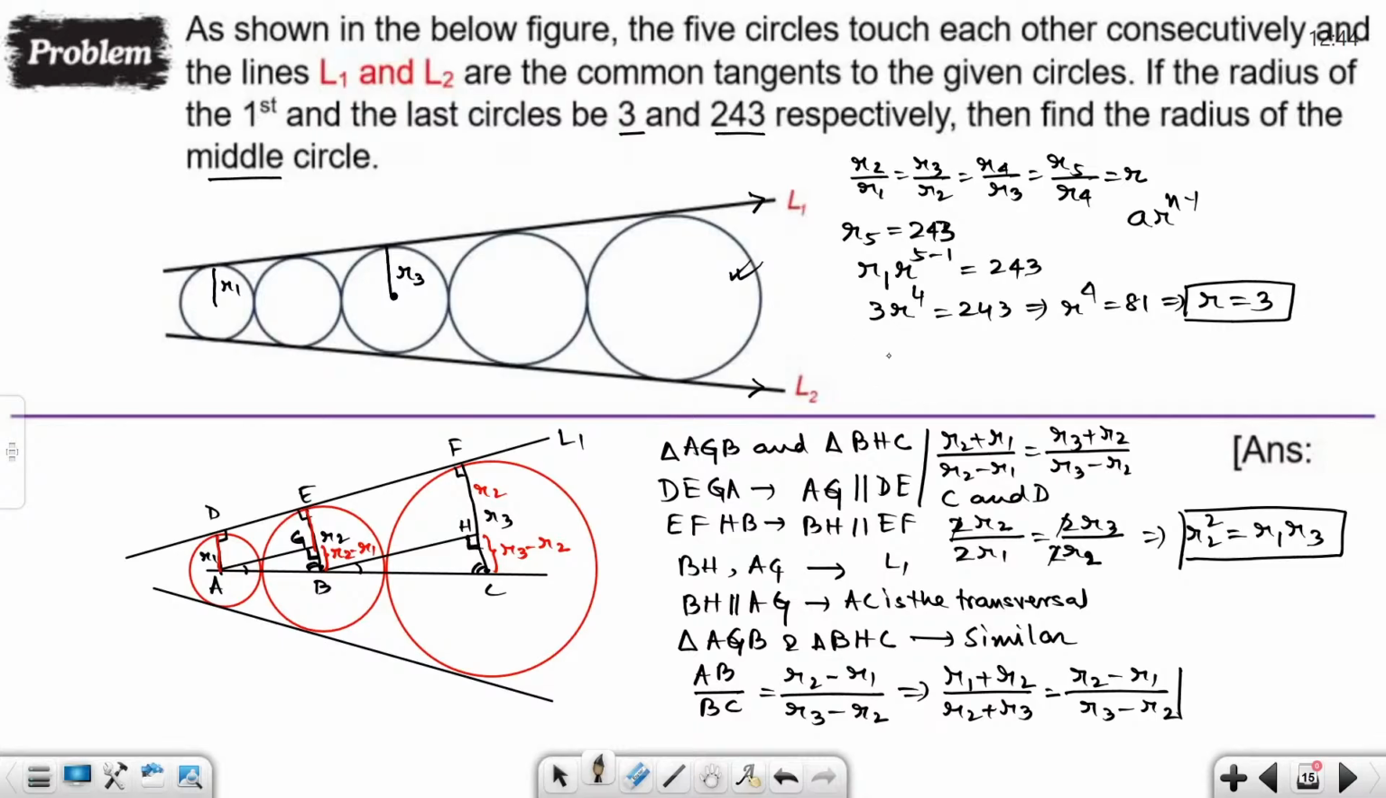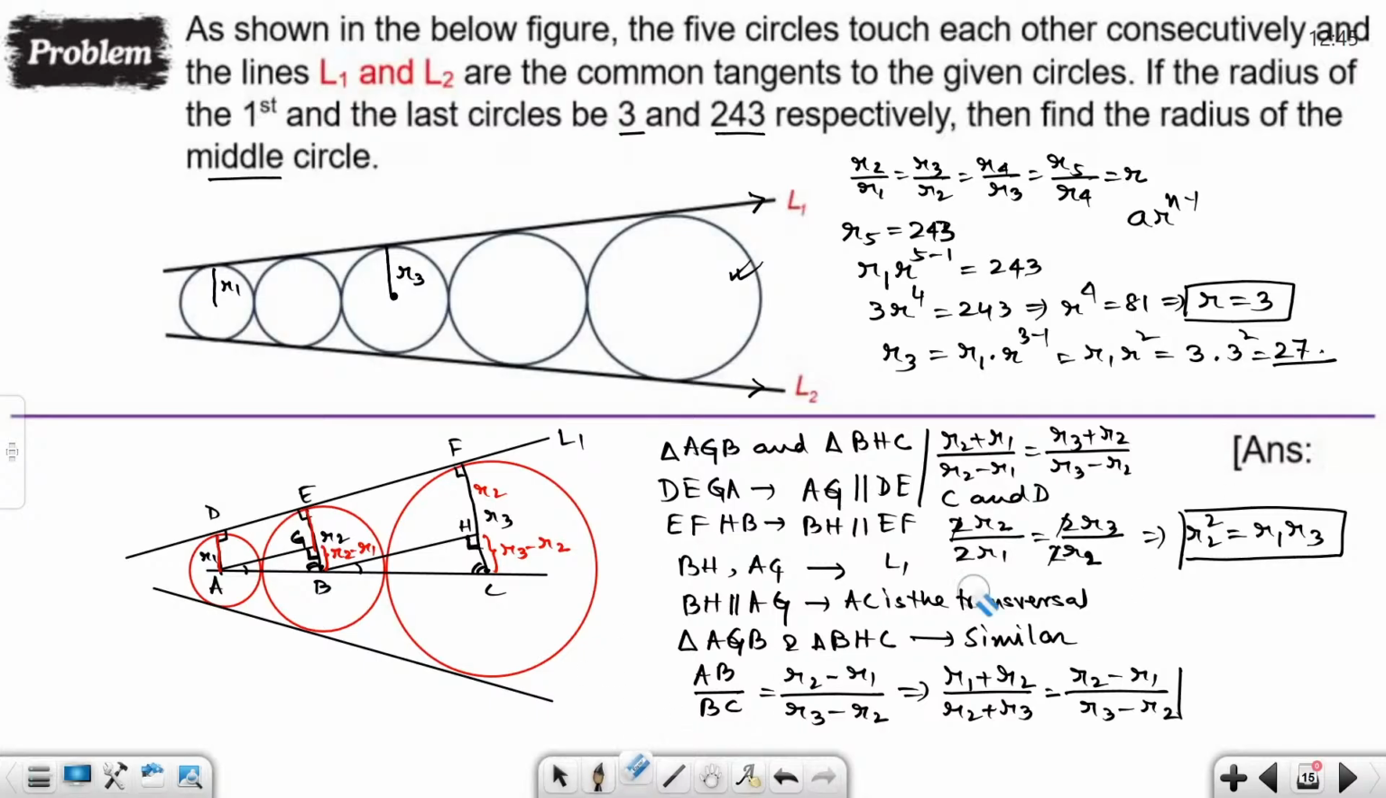So what will be your R3? It is nothing but R1 into R to the power 3 minus 1. That gives us R1 into R square. So that gives us 3 into 3 square, which is nothing but 27. Therefore, the radius of the middle circle is nothing but 27.